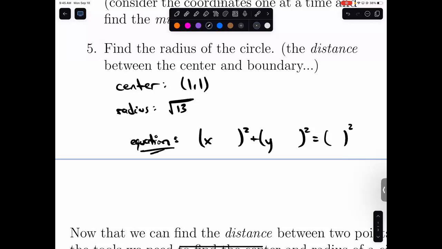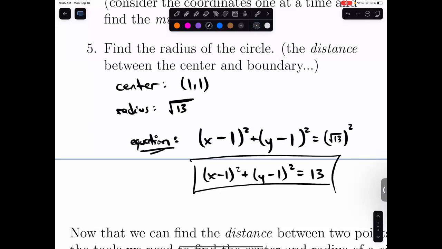What goes here? Yep. And with y? And the other side? The square root of 13 squared. So 13. That would be the equation of that circle. Okay.